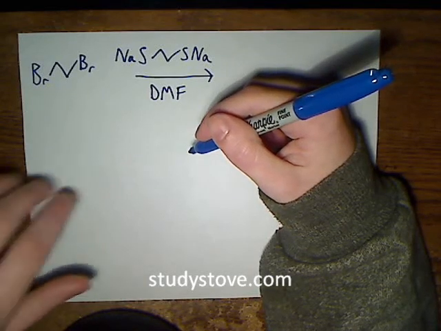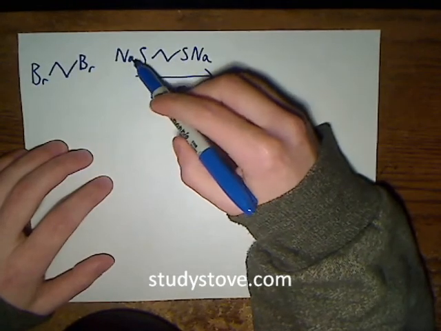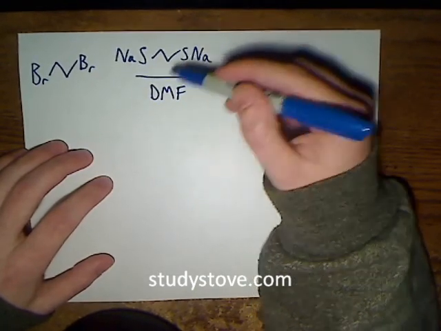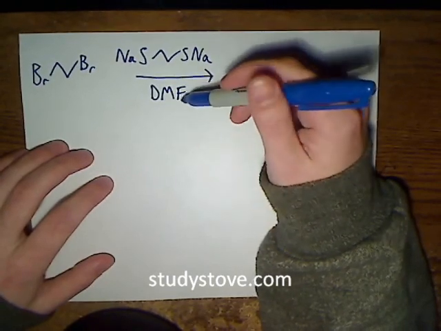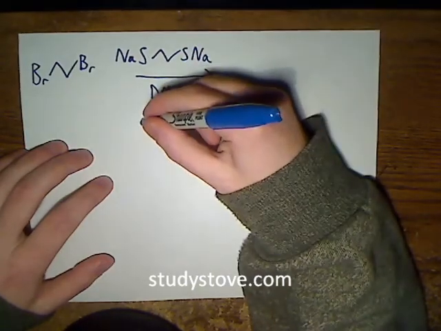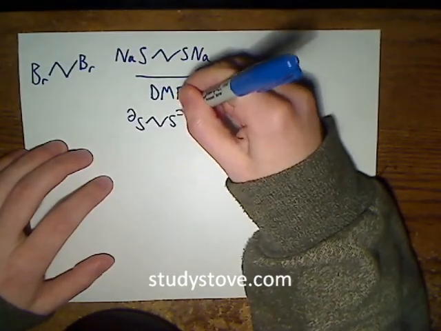This question is asking for the major organic product. So the first thing to note is we have these two ionic bonds between sodium and sulfur. And because we're doing the reaction in a polar solvent, we know that we can have the sodium ions dissociate, leaving us with this guy, which has negative charges on each sulfur atom.